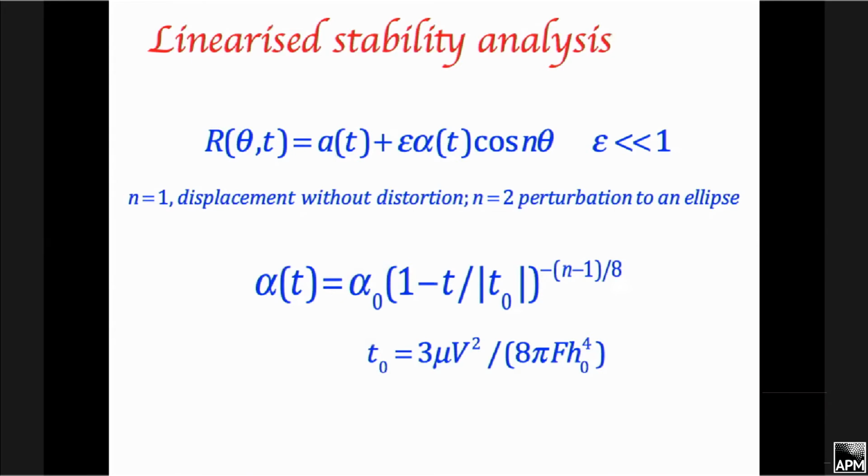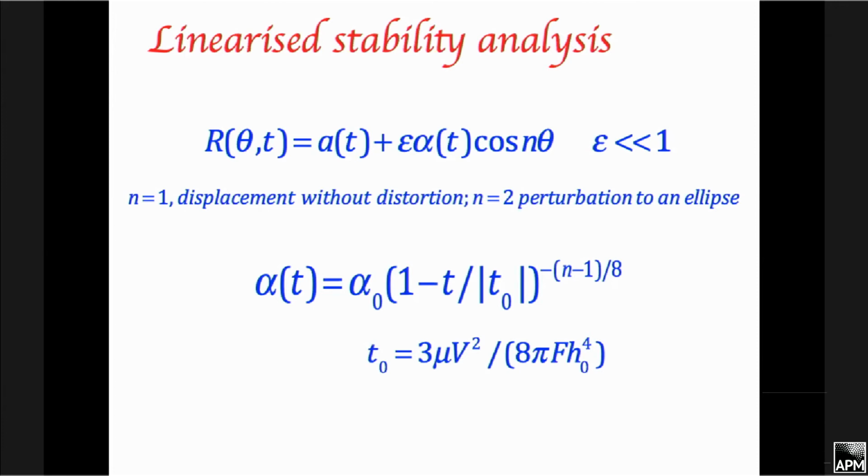Now, we can do some linearized stability analysis, and say that the radius, either the inner or the outer radius, we'll write as A of t or B of t, and allow for some slight variation, epsilon, with an alpha of t times cos n theta. So we'll allow for variations around the circumference.